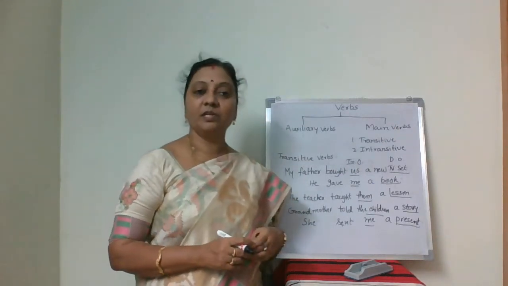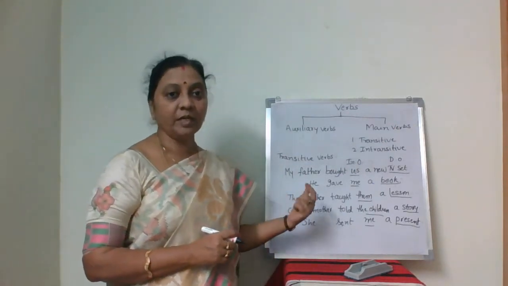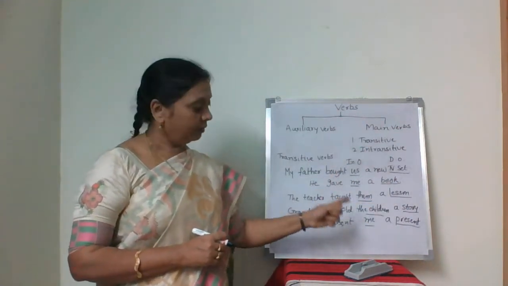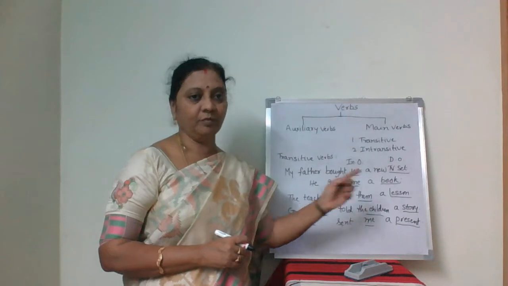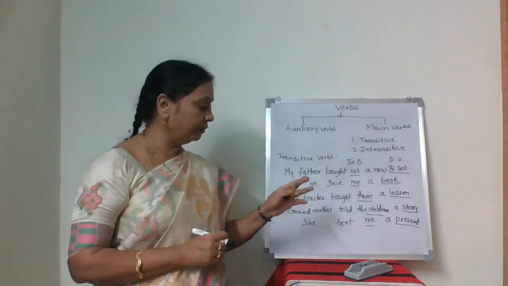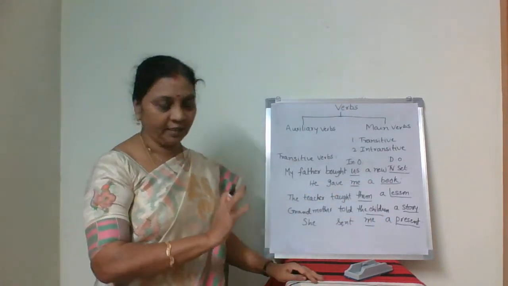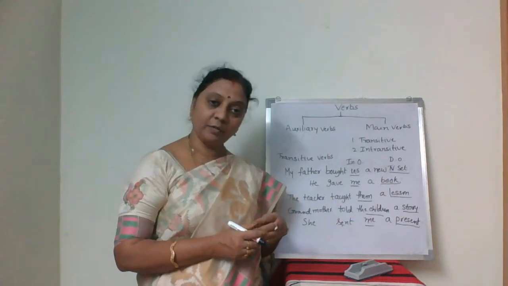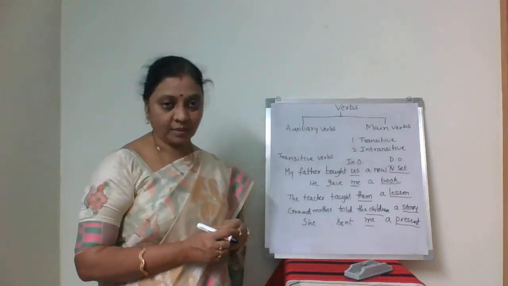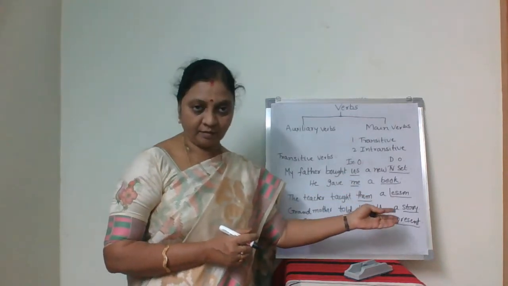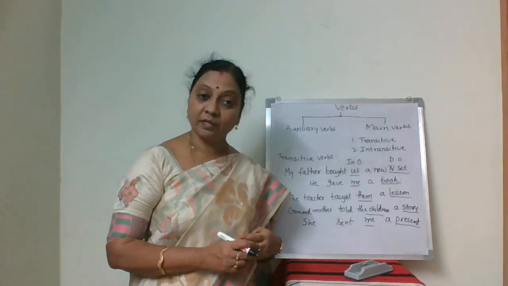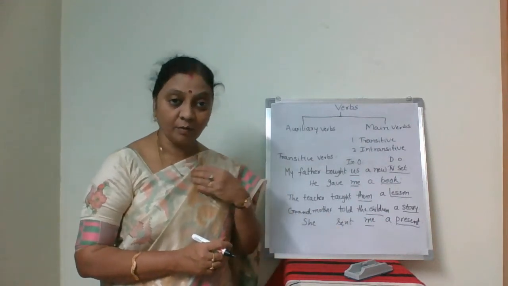Grandmother told the children a story. What did the grandmother tell? Grandmother told a story. For whom did she tell? For the children. She told the story for the children. Like that. She sent me a present. Present, direct object. Me, indirect object. What did she send? She sent a present. For whom did she send? She sent the present for me.